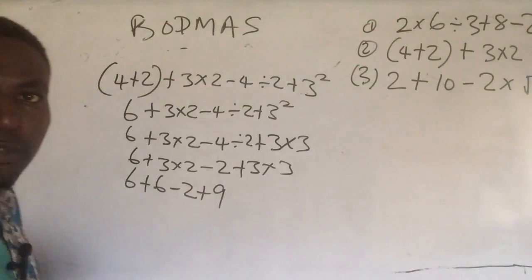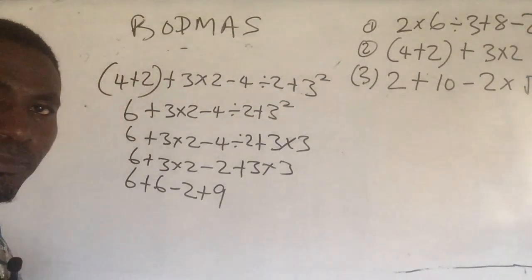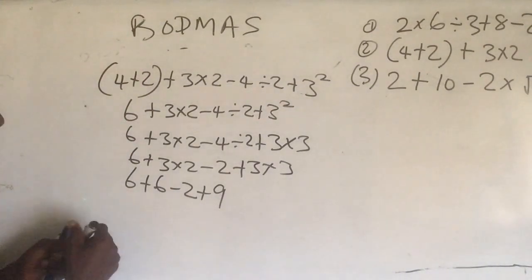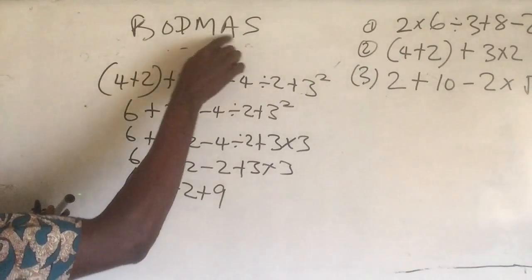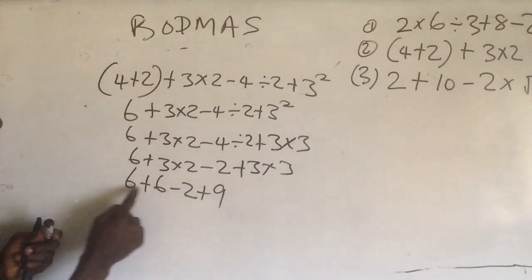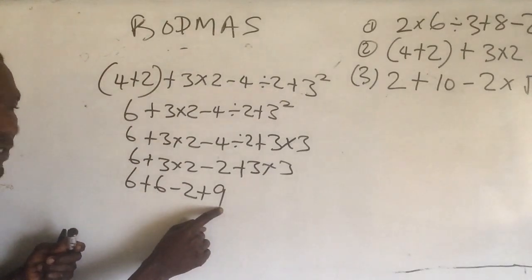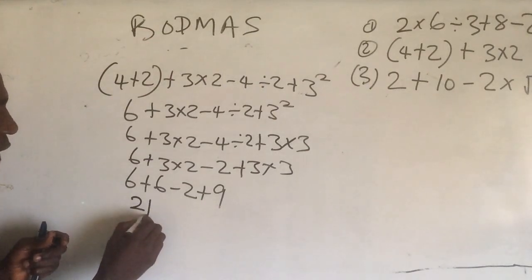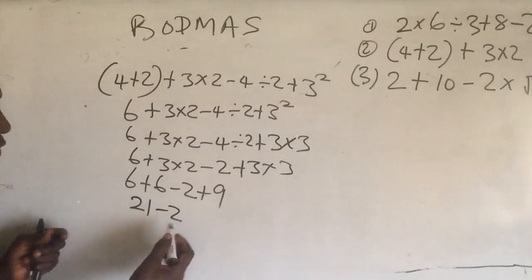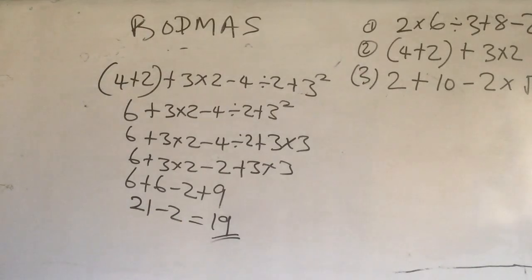You understand? So now you continue. Now this plus this, next one is what? Addition. You add them. This plus this is 12, plus this 21. You now have 21 minus 2. When you minus 2, you now have 19. The answer of this one is 19.